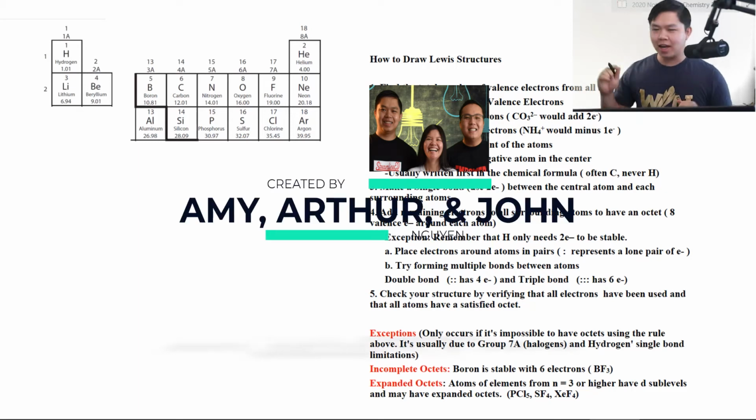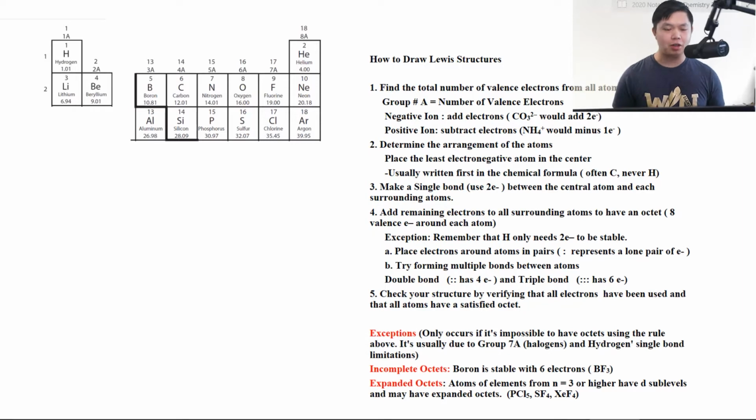Welcome back to another exciting chemistry lesson. In the previous lesson, we learned how to draw a Lewis dot structure. Now in this lesson, we are going to look at drawing some of the exceptions to Lewis dot structure.